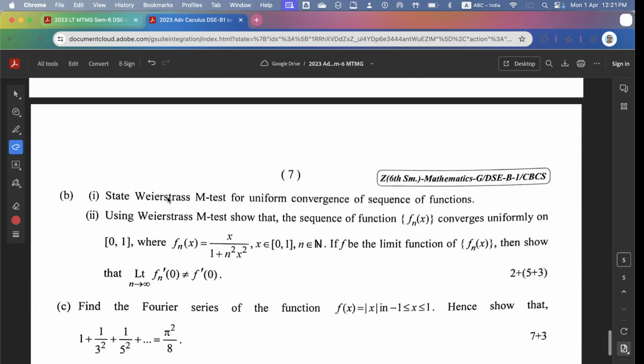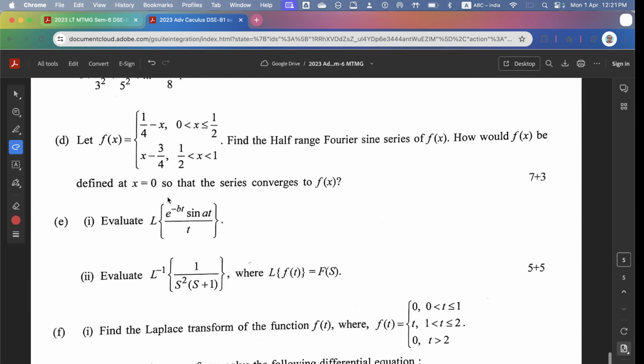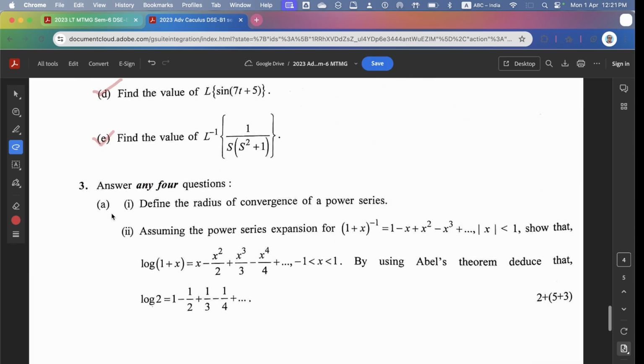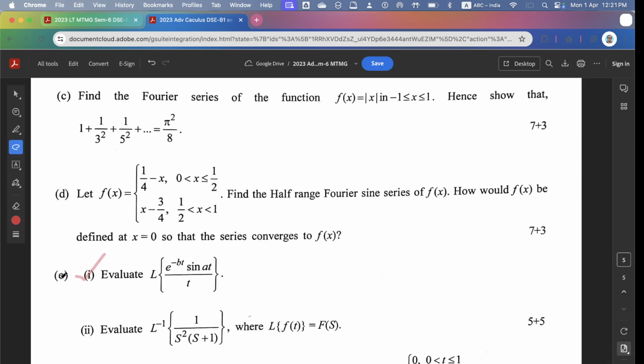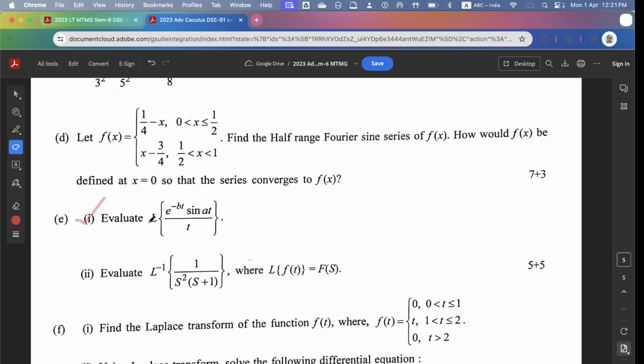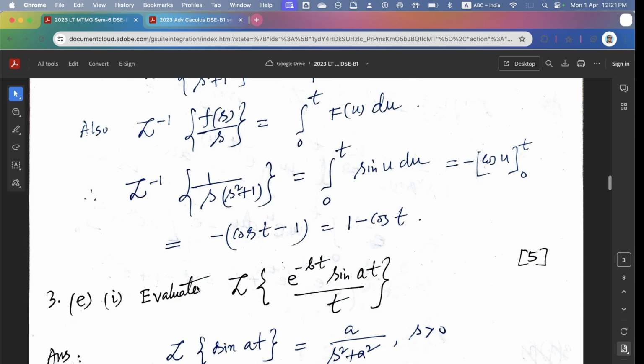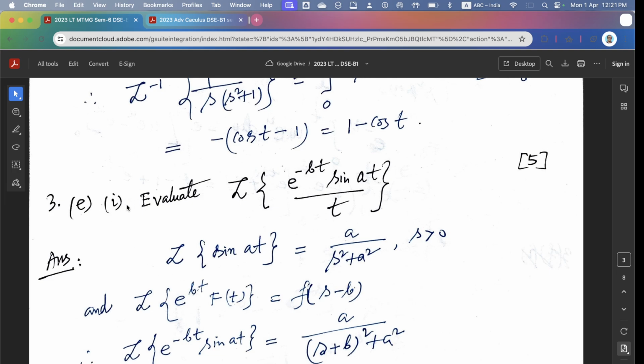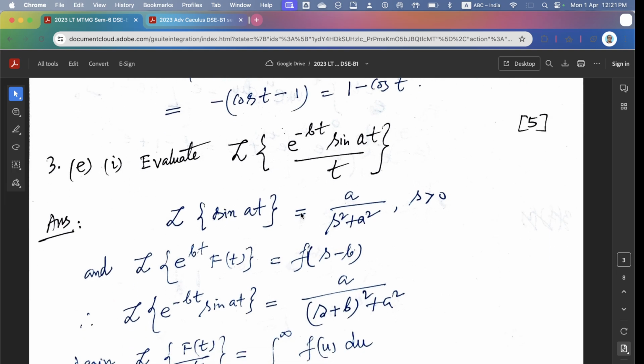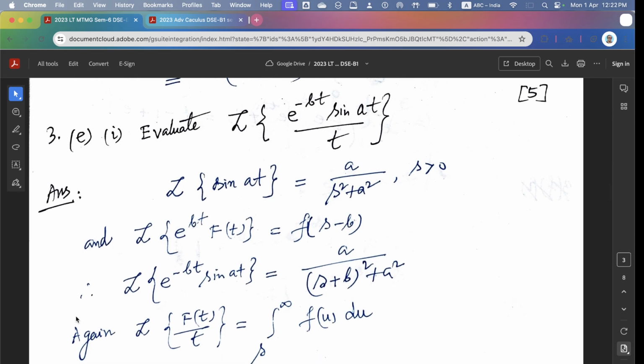Next question, question 3e part 1. Evaluate Laplace transform of e to the power minus bt sin at by t. Now Laplace transform of sin at equals a by s square plus a square, and Laplace transform of e to the power bt f(t) equals small f(s minus b). So L of e to the power minus bt sin at equals a by (s plus b) whole square plus a square.